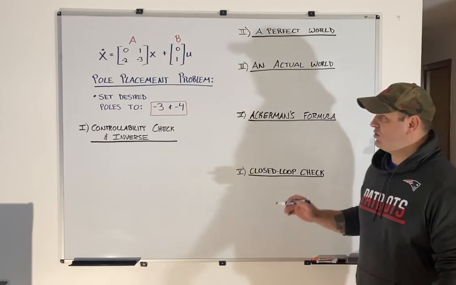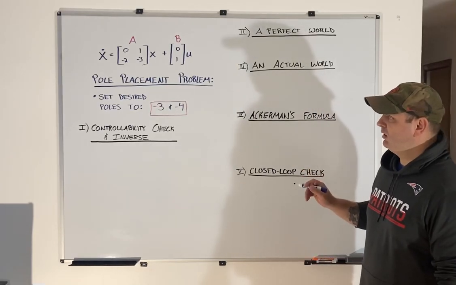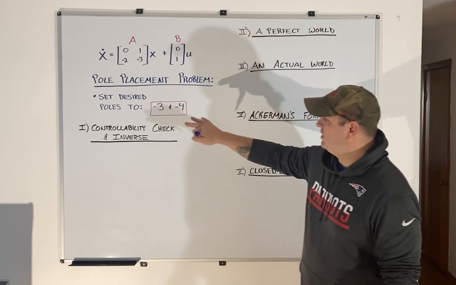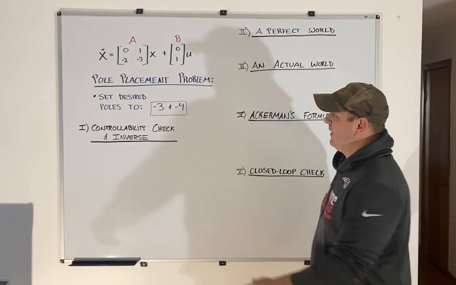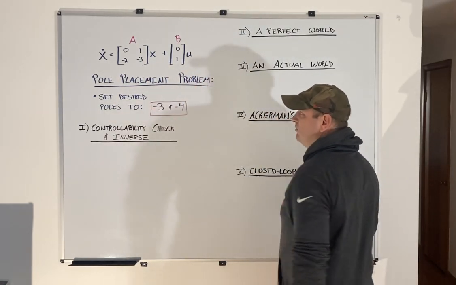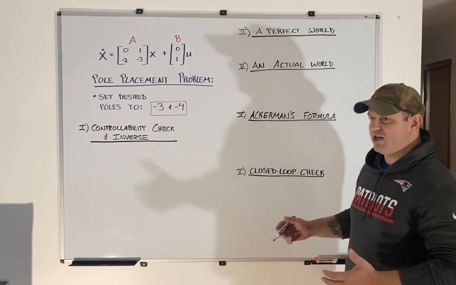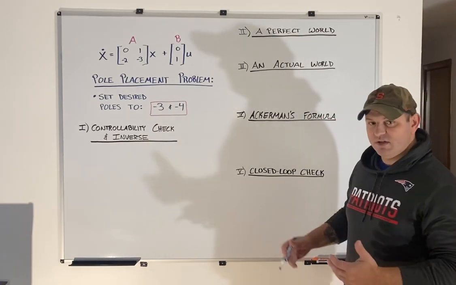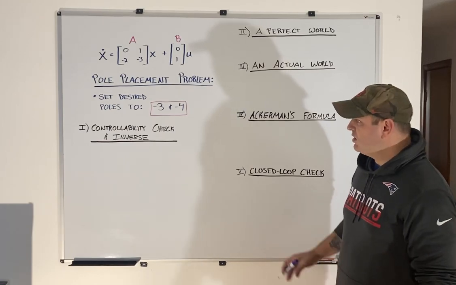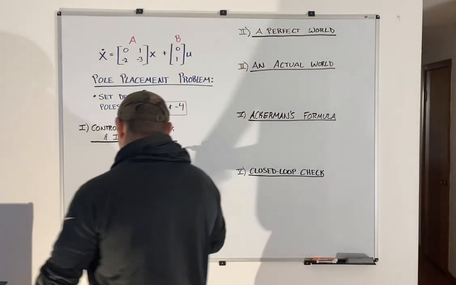All right, let's do a pole placement problem. We're going to set the desired poles to -3 and -4, and we're given a state space system. The first thing you have to do with these pole placement problems is check to see if what you're given is controllable. So let's do that right here.